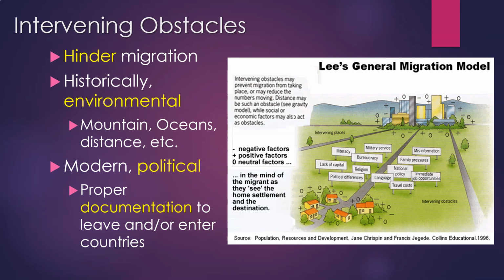Intervening obstacles. This can be any number of things. This is something that intervenes that hinders their migration, that hinders their progress from what is their ultimate destination. Historically, these have been environmental obstacles. Could be a huge mountain, could be an ocean, could just be that the destination is so far away. In modern times, increasingly intervening obstacles might be political in nature, so certain documentation that's required to enter a country, a visa, or even required to leave a country. But both types, ones that you should consider.